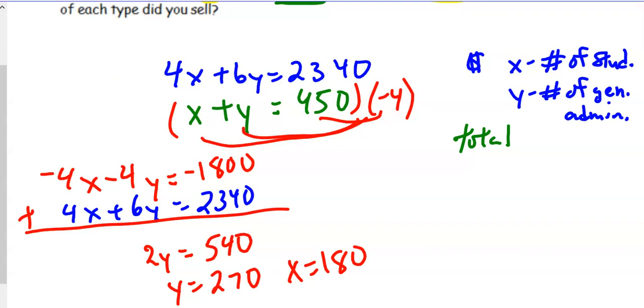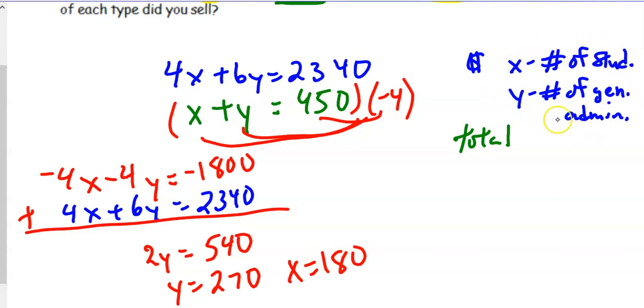Okay, I chose to do elimination and multiplied the green equation, the second equation, by a -4. Distributed through, added, I got y to be 270, and then when I substitute back in, I got x to be 180. Okay, so complete sentence, or again, just label.